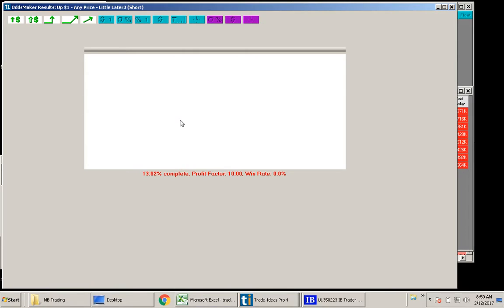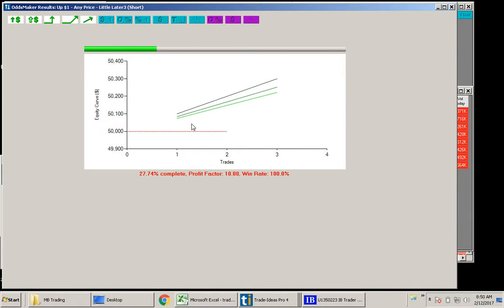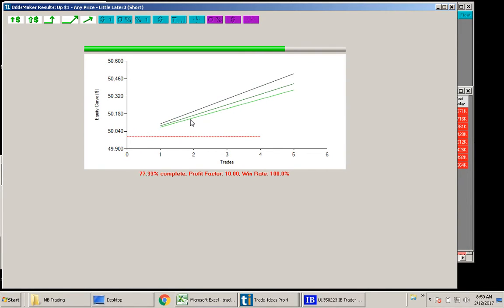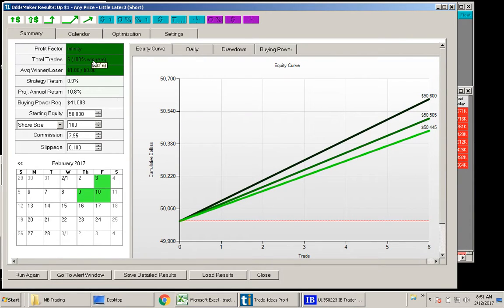We can see here that it is going back. I believe it's 90 days that it will do the backtesting, and it will find all the stocks that match that criteria and test them against this strategy. We can see it's almost done, and the win rate so far is 100%. It found 6 trades and was a 100% winner. So this one I think would be a great one.